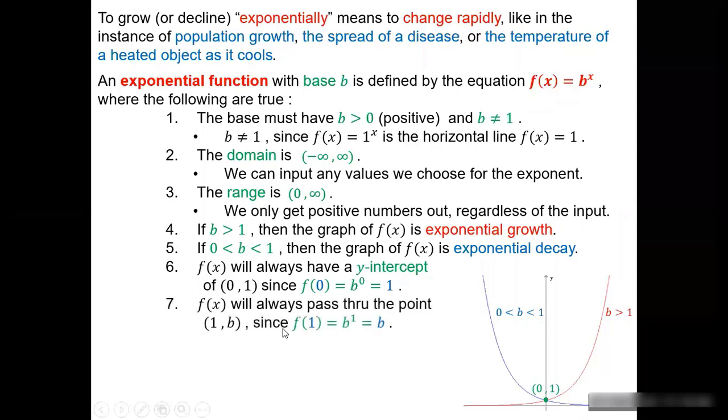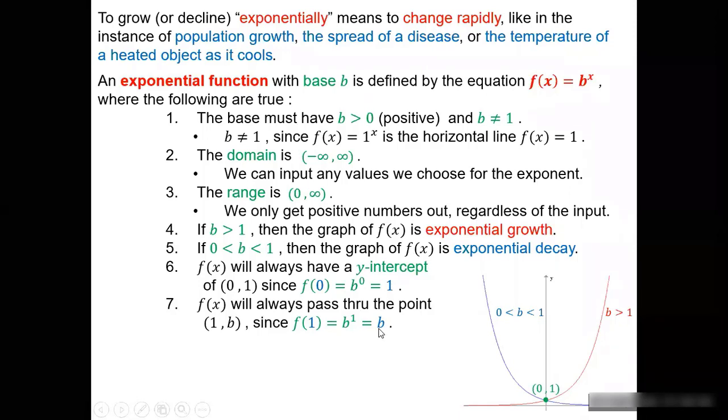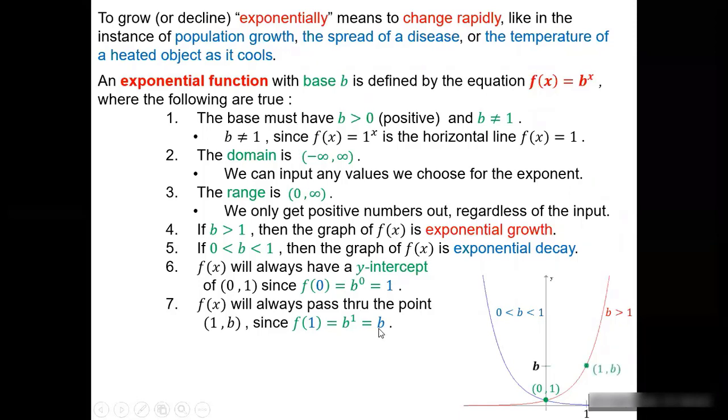Finally, f of x will always pass through a very particular point when I plug in 1 that's indicated by whatever the base is. Because if I plug in 1 for the exponent, then any number to the power of 1 is itself. So plugging in 1 will always give me the second point I'll use on my parent function, which is the point (1, b). Notice that as b changes, that's going to affect the steepness of the graph.